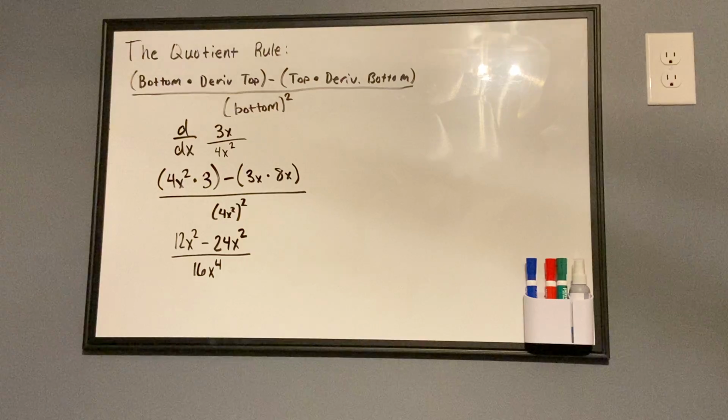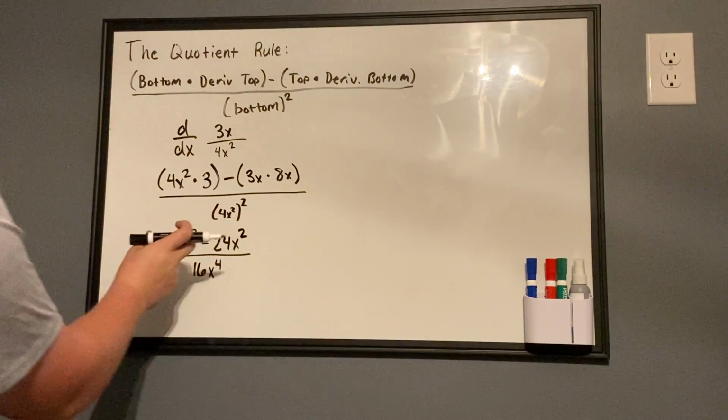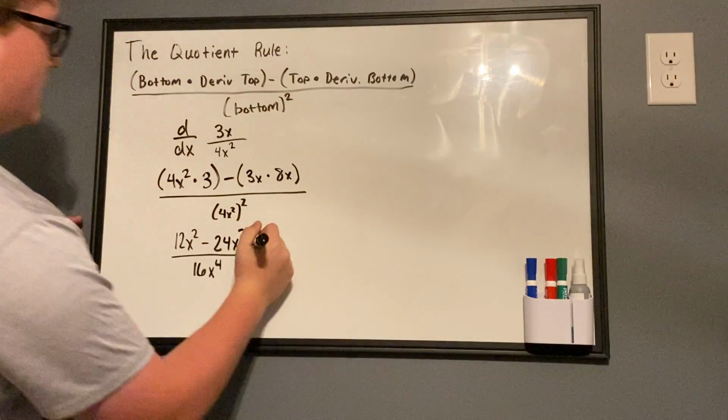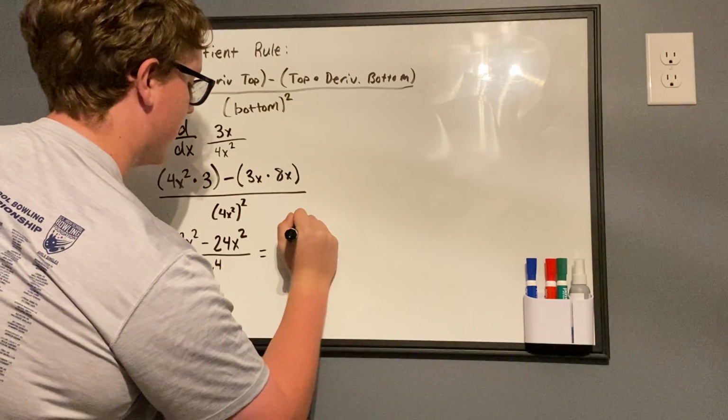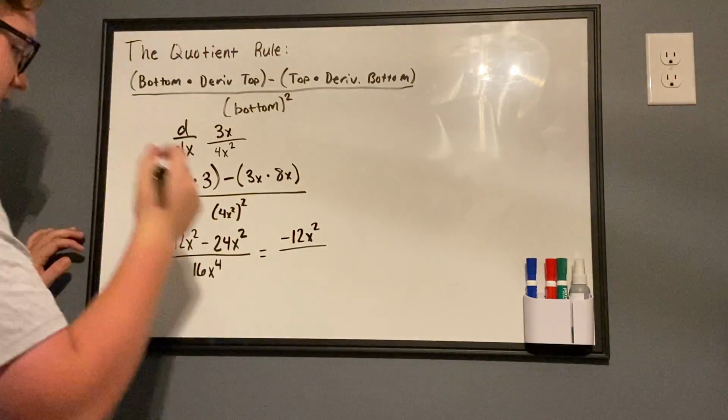Now sometimes you're not going to have to multiply those out. You're not going to have to square it every time because there's a lot of times where this can't simplify at all. This is a case where we can simplify it, so we're going to do it as much as we can. So now we have a 12x squared minus a 24x squared. This is just going to be a negative 12x squared on the top over 16x to the 4th.